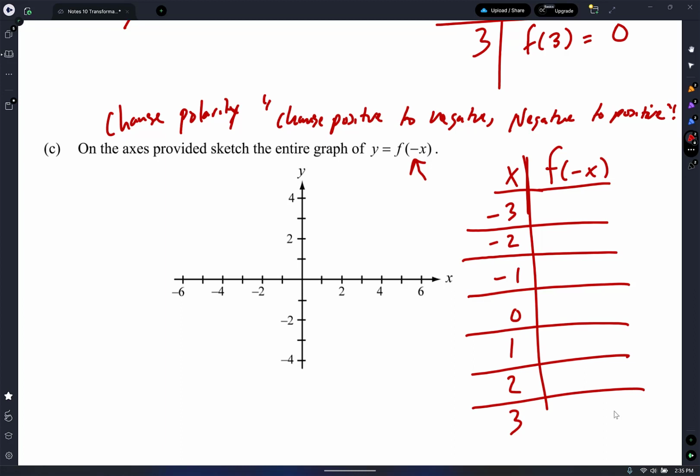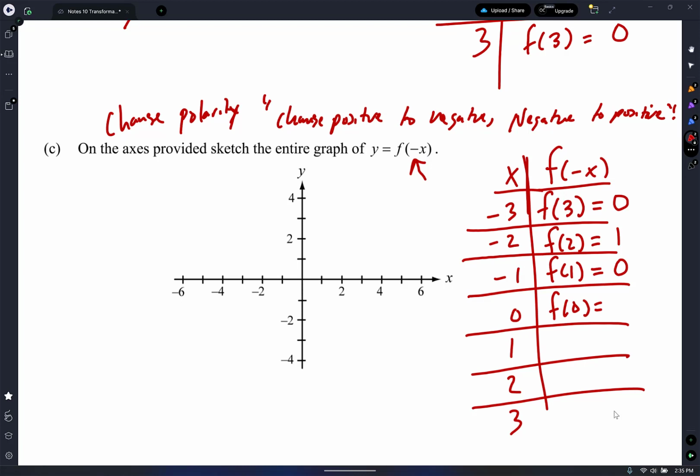All right, ready to read, twins? Because you guys are going to answer this question. So, negative, negative 3. Negative times the negative is a positive, so you're just changing the polarity. What is f of 3? Look at your original. What's f of 3? 0. That's all you're doing. See? This one turns to f of 2. What was f of 2? 1. This one turns to f of 1. What was f of 1? 0. This one's just f of 0, so the f of 0 always stays the same.